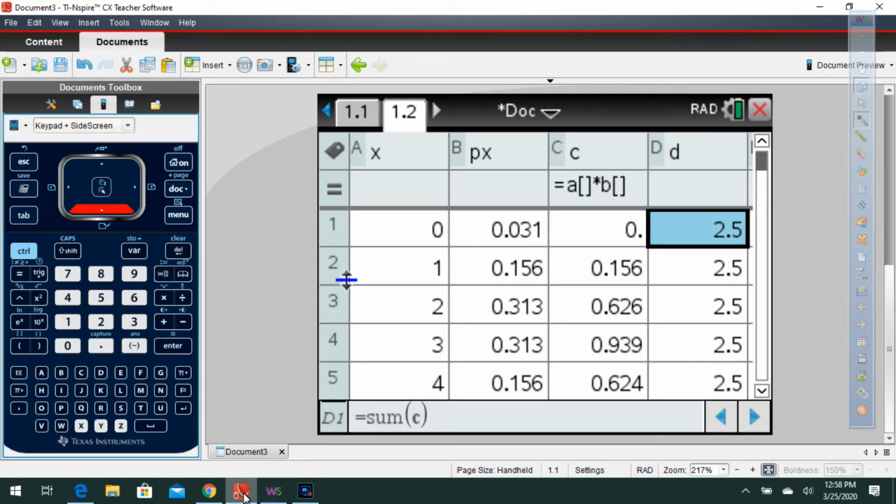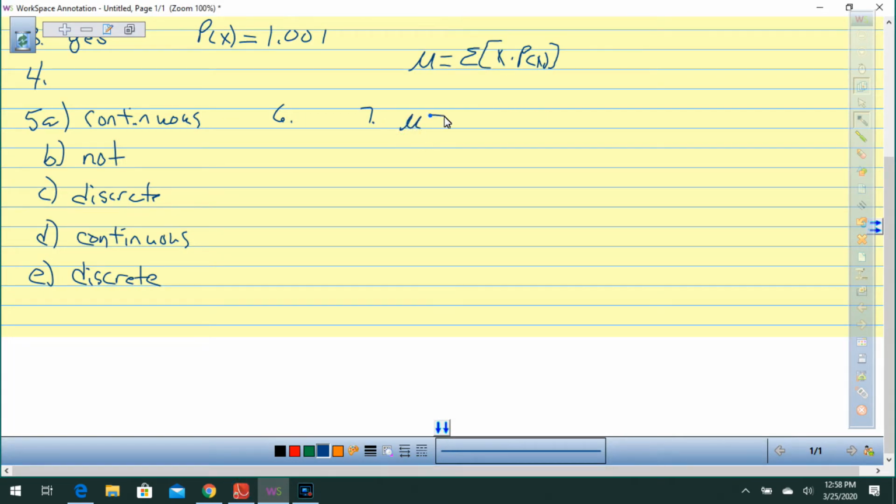So mu equals 2.5. And now we've got to figure out what the standard deviation is. The standard deviation equals the square root of the sum of, that's going to be X minus mu, squared, times P of X.